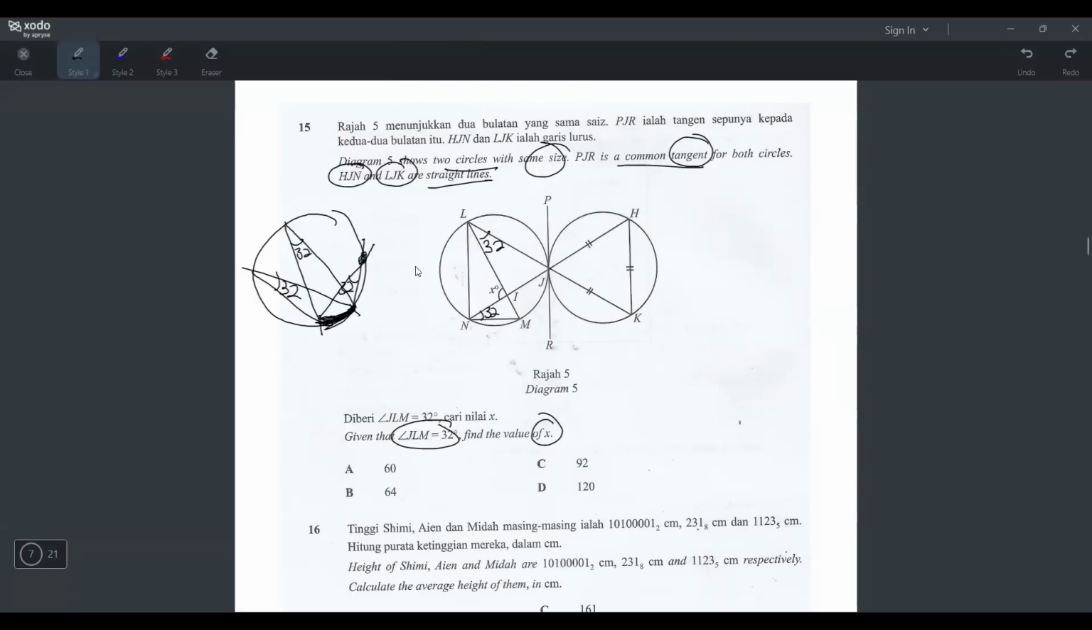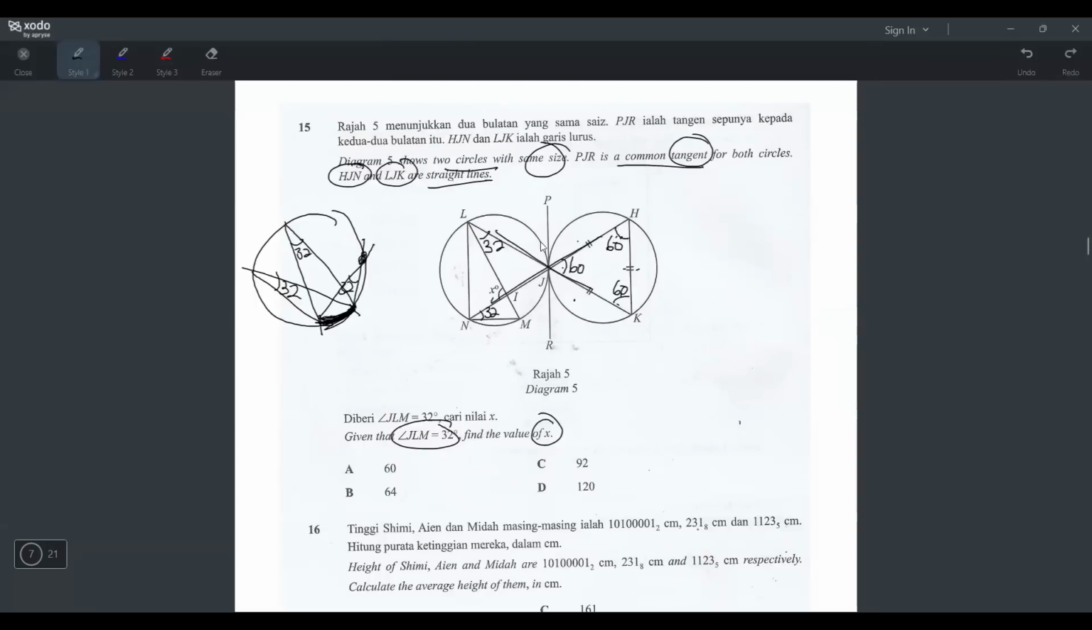Oh, the other circle, they actually say that these three are the same length. So the angle will be 60, 60, 60. Because when the triangle has three sides the same, it means that all the angles here will be the same also. And the total angle for a triangle is 180, so divide by 3, we get 60, 60, 60, right?